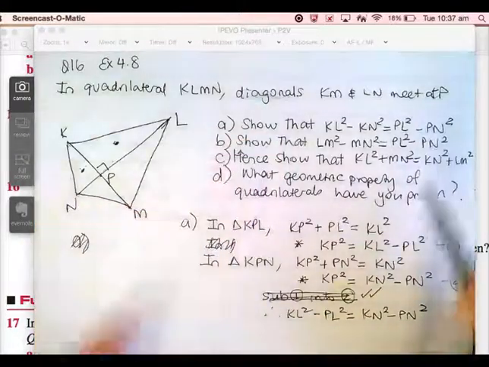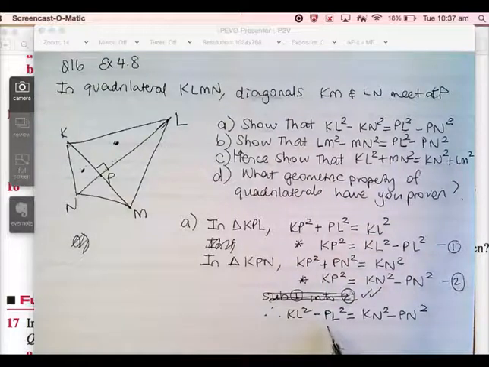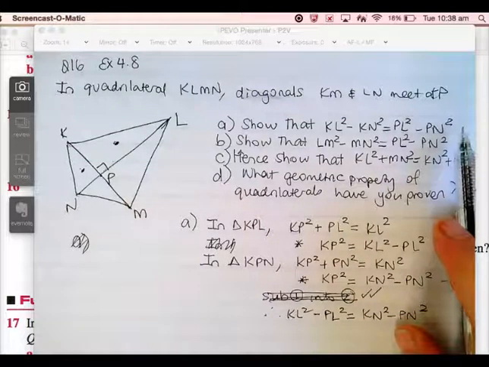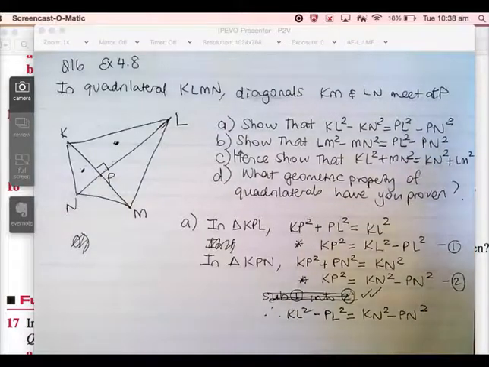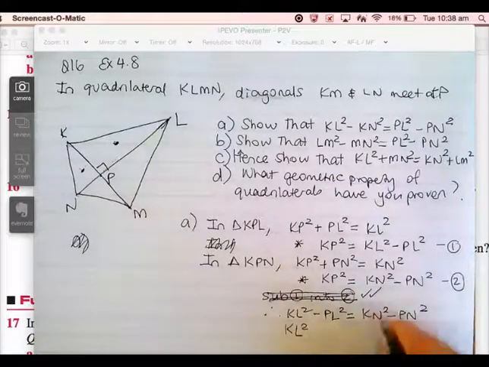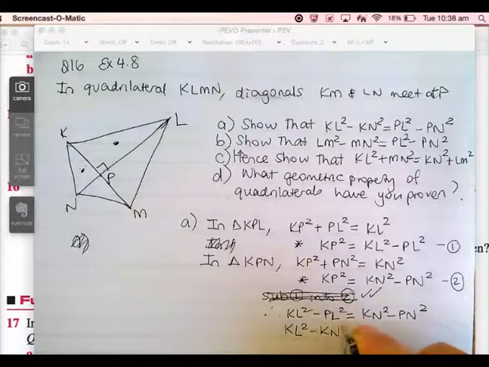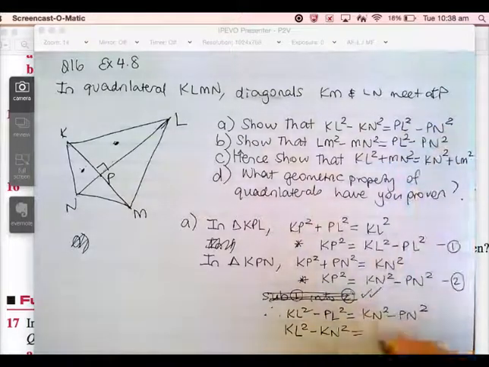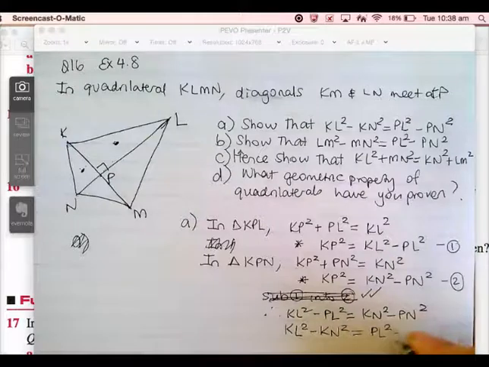It's almost what you're trying to prove. What do I need to move? I need to take the PL over there and the PN here. I've got a problem. Have I written the question out wrong? There's a problem. Oh, no, there's not a problem. I've got to move the KN over. So I'm going to keep the KL squared here. If I move the KN over, does it become positive or negative? I'm going to keep the minus PN squared here. The PL squared needs to go over and it becomes positive.